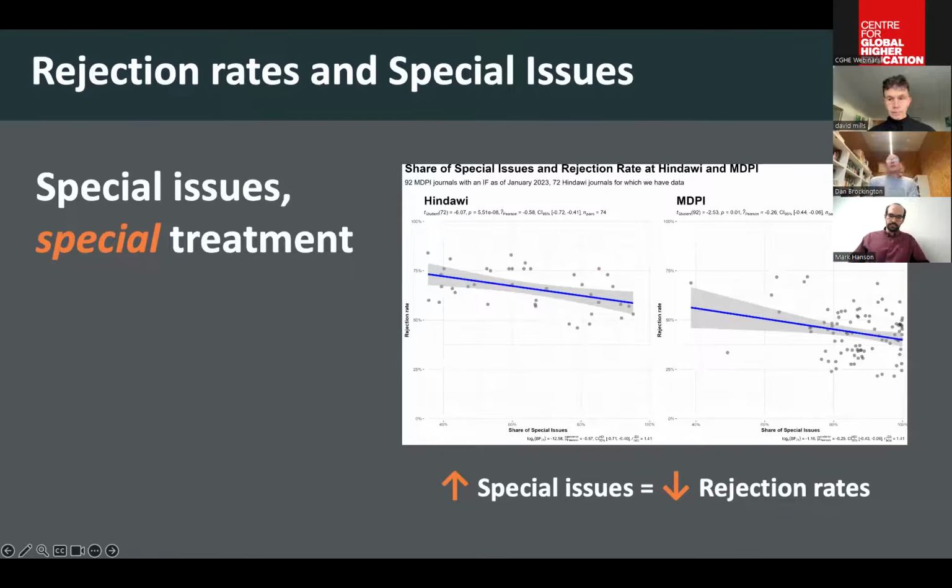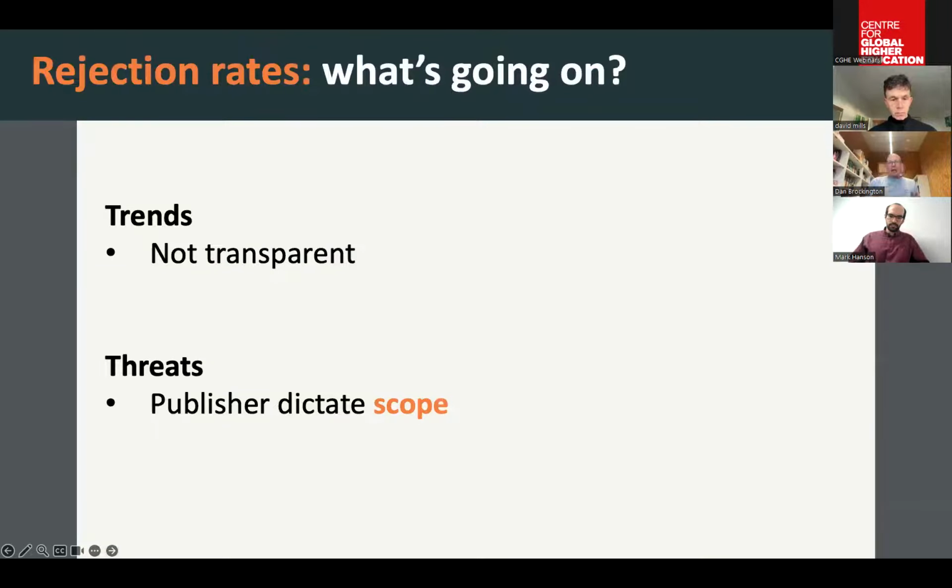We were also able to show, and this is for the first time we think, that special issues have lower rejection rates, or rather journals which have more special issues in them have lower rejection rates for those papers. The key thing for us here is that rejection rates are driven by publishers, and there's so little transparency across the sector as to what rejection rates are and how they're determined. Mark.